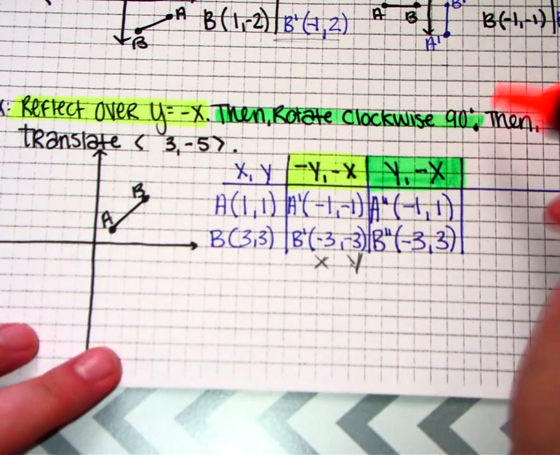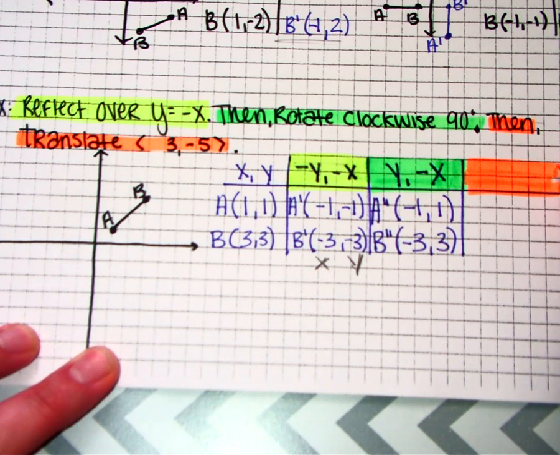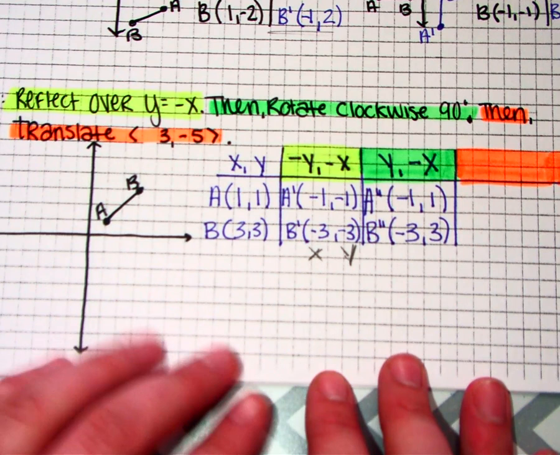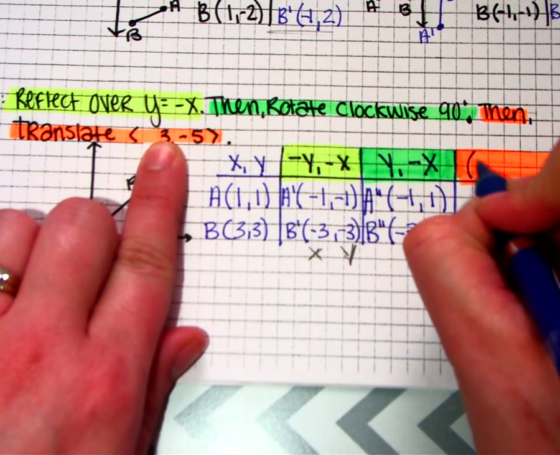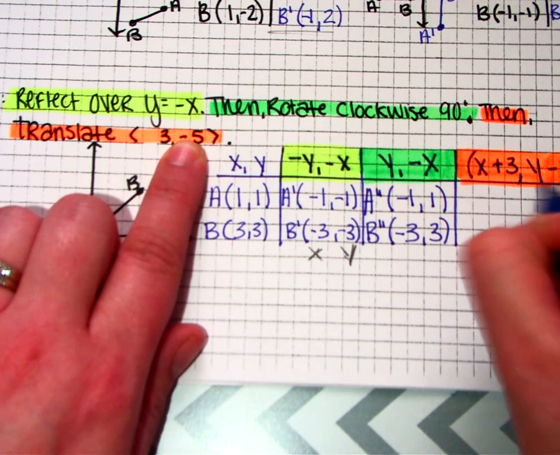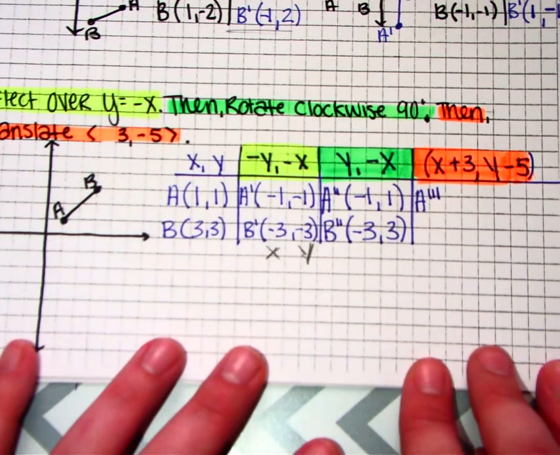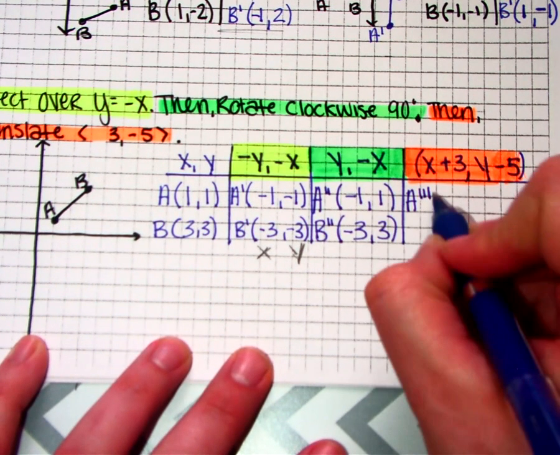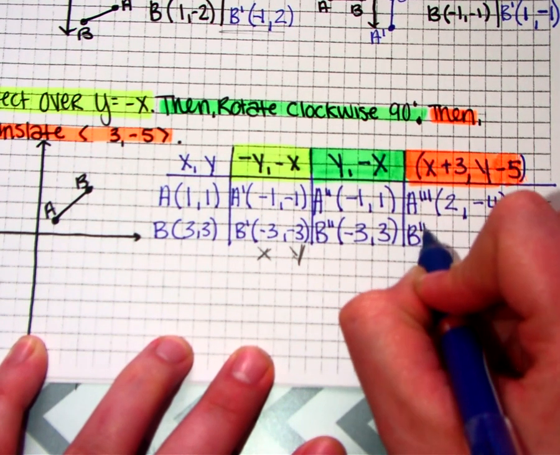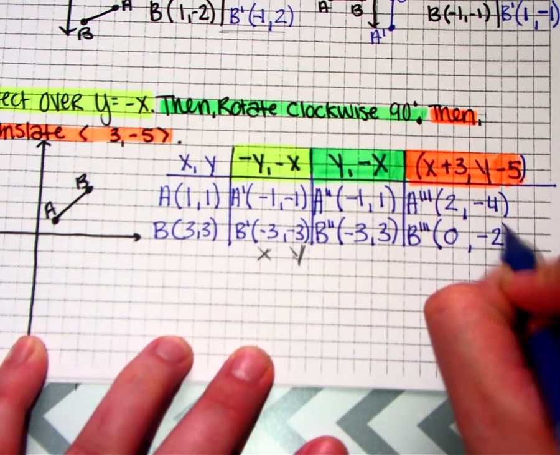The last thing that it says is to translate 3, negative 5. Now 3, negative 5, that's written in what's called component form, and we want to change that to point notation. To change that to point notation, the 3 is positive, so that means we're going to have x plus 3. The y is negative, so that becomes y minus 5. We're now working with triple prime, so we put 3 little tick marks. Negative 1 plus 3 is 2. 1 minus 5 is negative 4. B triple prime, negative 3 plus 3 is 0. And 3 minus 5 is negative 2.